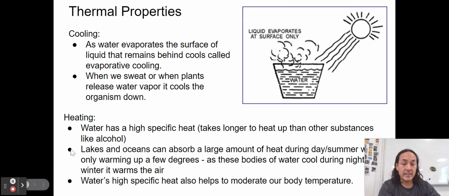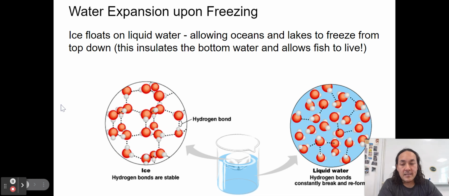Water takes a long time to heat up. So if you were to heat up a pot of oil and a pot of water, the pot of oil would get hotter more quickly. And this is why it takes a long time to heat up a lake. Like if you go to Canada during the summer and you jump in a lake in June, it's going to be cold. It takes a while for it to absorb lots of energy. This is good for us because it helps us moderate our body temperature. So we drink water and then we're able to maintain our body temperature within a certain range, which is important for our enzymes. Water expands upon freezing.